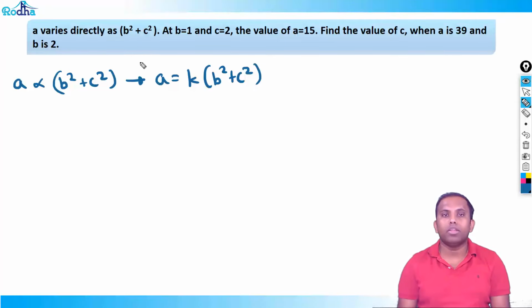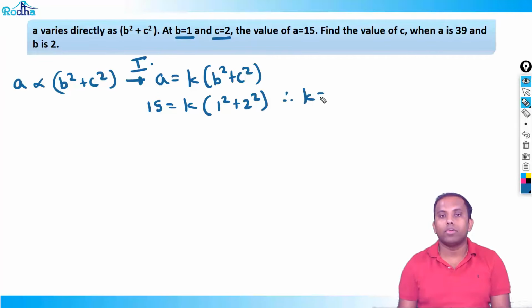Again, we are doing my first method only. Right now we are doing the first method. A is equal to k into b square plus c square. I'll put the values at b equal to 1 and c equal to 2, a is 15. So put b is 1, a is 15, and c is 2. Therefore we got k is equal to 3, right? I need to find the value of c when a is 39 and b is 2.